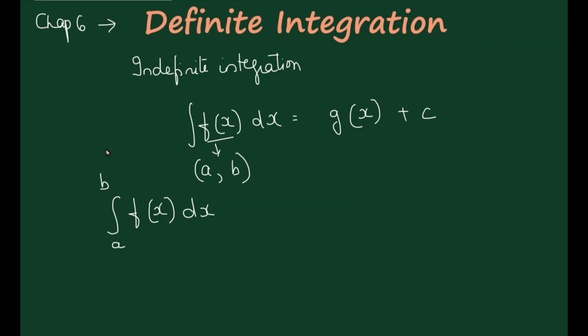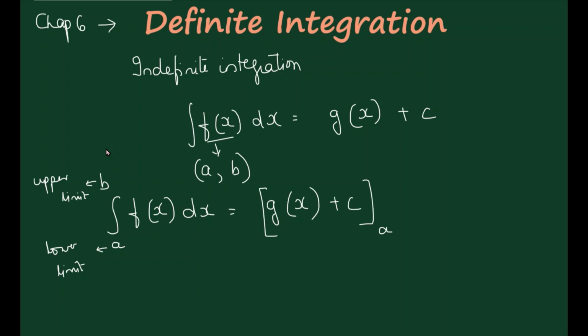Where a and b are called the limits of integration. Now a is called the lower limit and b is known as the upper limit. Then the answer that we get is g(x) + c, but between the interval a to b, that is between the limits a to b. So this is written by writing a square bracket and writing a and b over here.